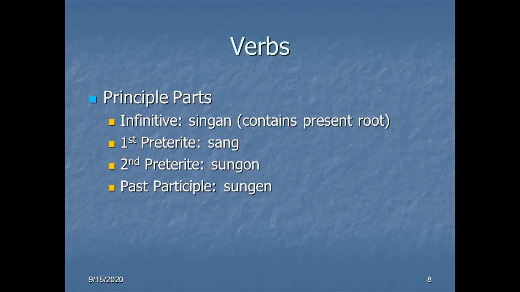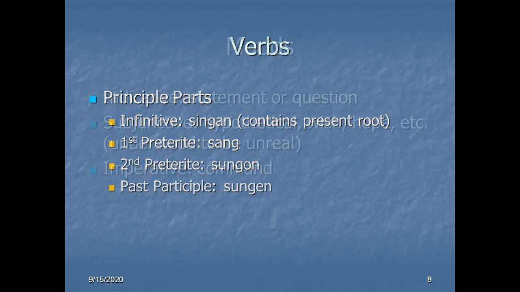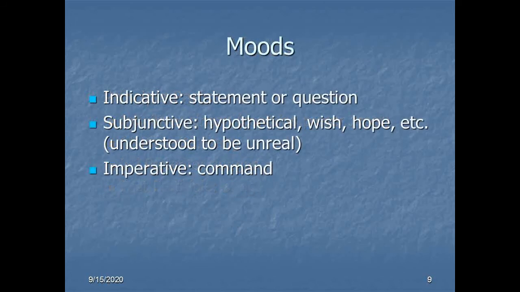Great. Let's move on and talk about moods. Well, your first question is probably, what is a mood where verbs are concerned? And the answer is pretty straightforward. A mood indicates something called modality. That is the way in which a verb is being used. And in Old English and in other Indo-European languages, there are three: the indicative, the subjunctive, and the imperative.